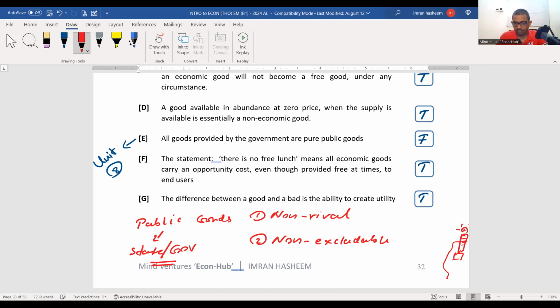I'll use the example of a lighthouse to explain this to you. A lighthouse is a good example of a public good. Now, the job of the lighthouse is, if there are boats and big ships traveling in the ocean.